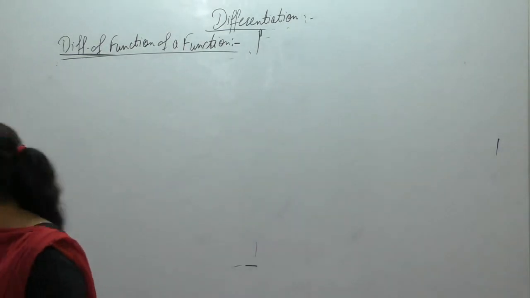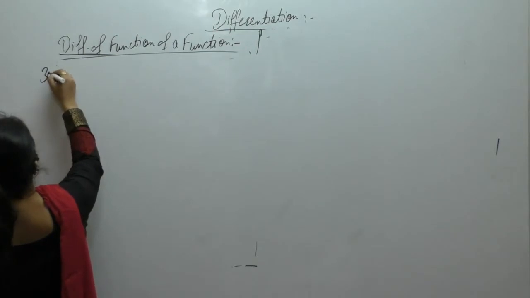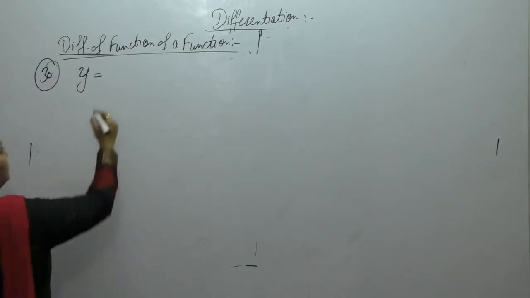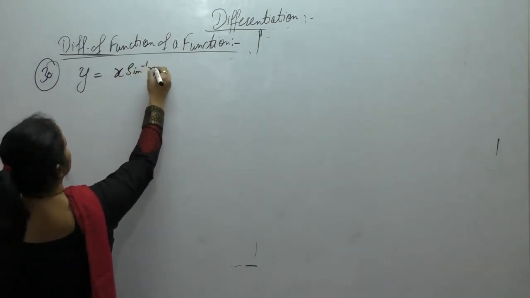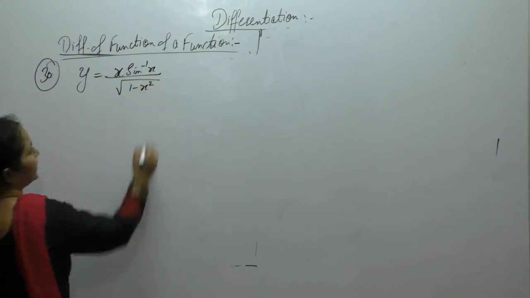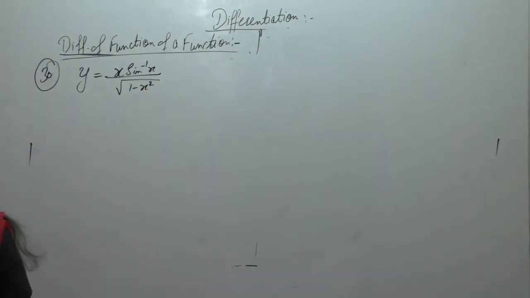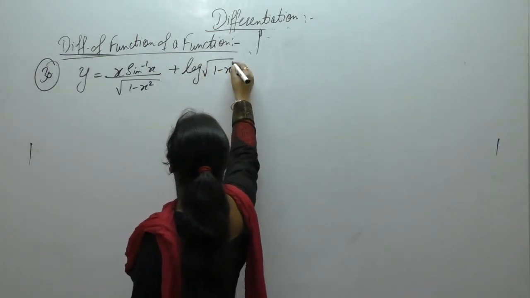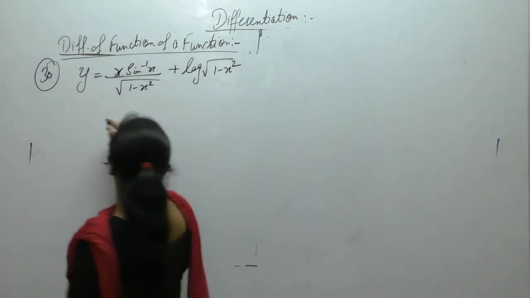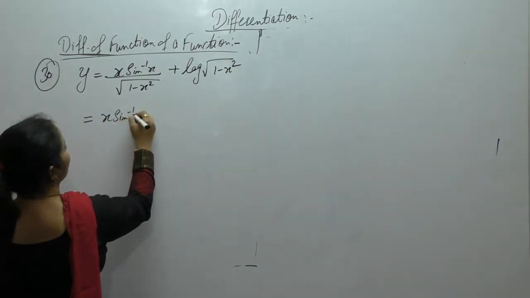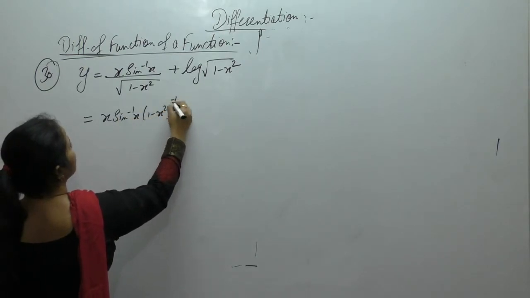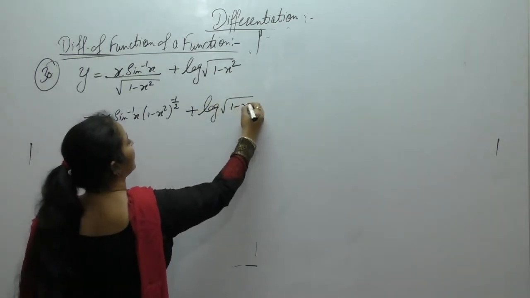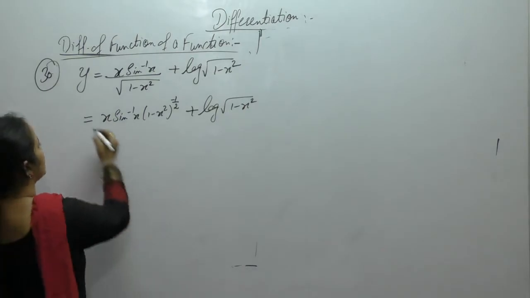Now the next one, y is equal to x sin⁻¹x/√(1 − x²) plus log of √(1 − x²). We can write this as x sin⁻¹x (1 − x²)^(−1/2) plus log of √(1 − x²).